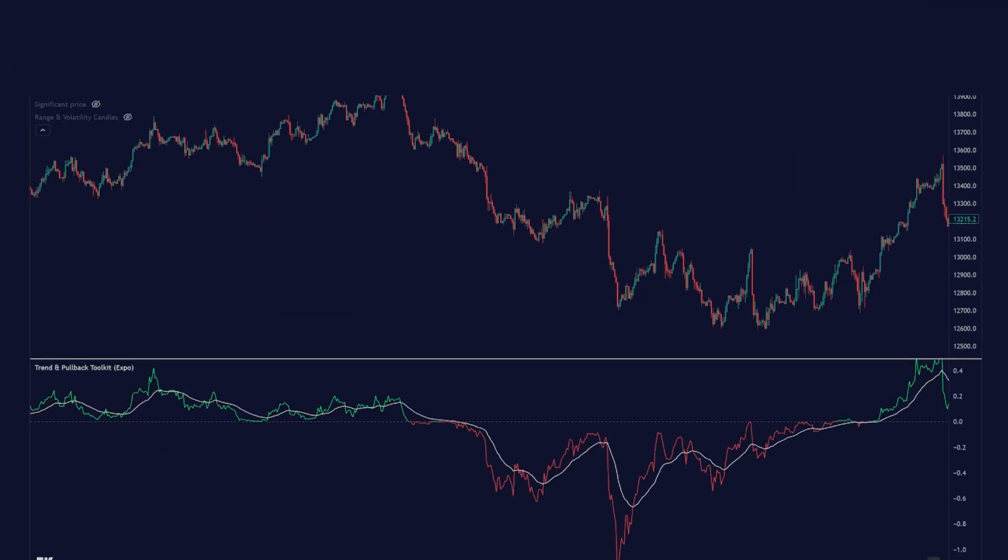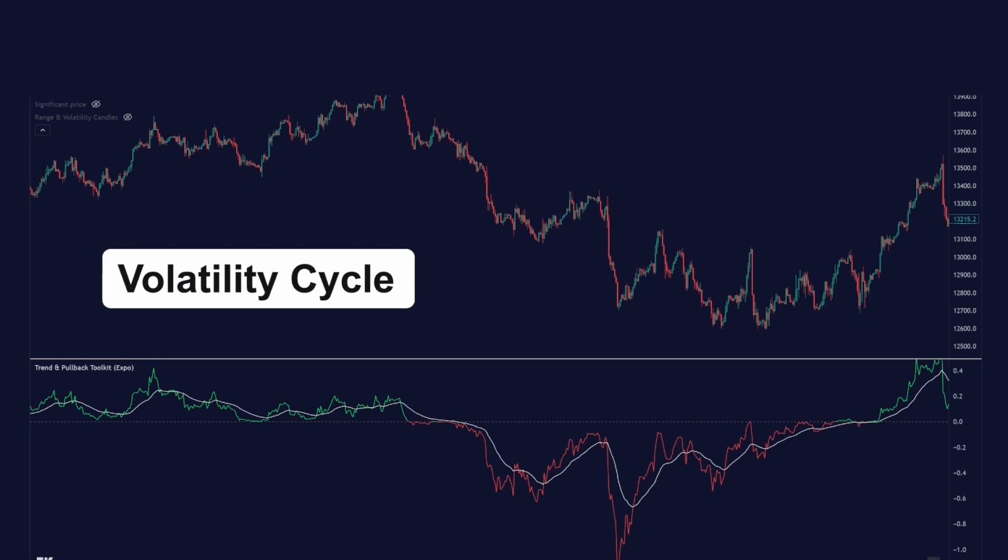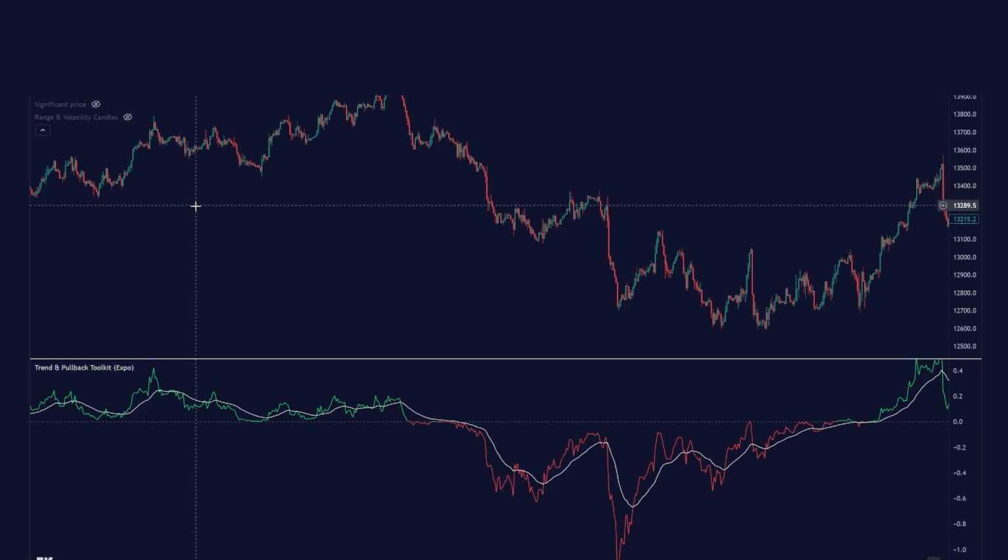Let's go over one of my favorite features, the volatility cycle. And yes, it works similar to the other features. When the volatility line is green, we have a positive long-term volatility cycle, meaning that the trend is bullish, and we want to look for pullbacks when the green line comes back down and retests this midline. So we have several long pullbacks, long opportunities in this case.